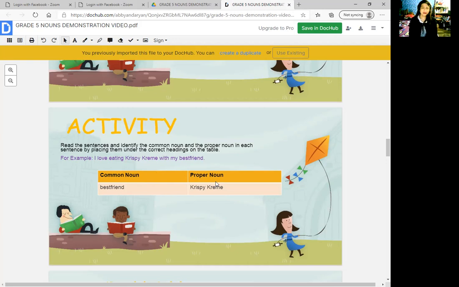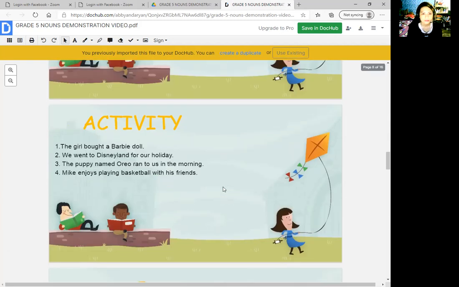Okay, so we will now start with our activity. So let's begin. Number one. I will read the sentence for you, and then you will have to write it down on your paper. You will determine which one is a common noun and which one is a proper noun. Okay, so number one, the girl bought a Barbie doll. Again, the girl bought a Barbie doll.